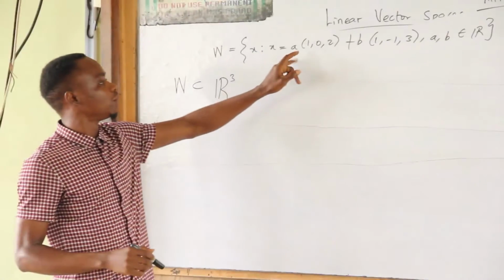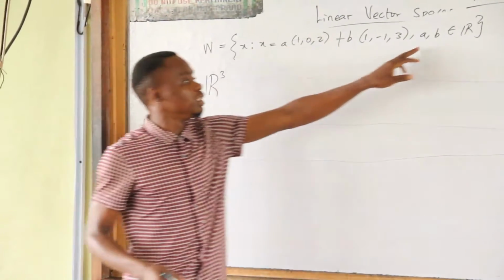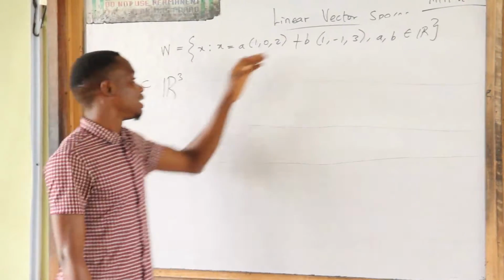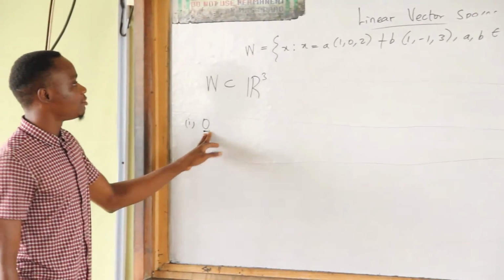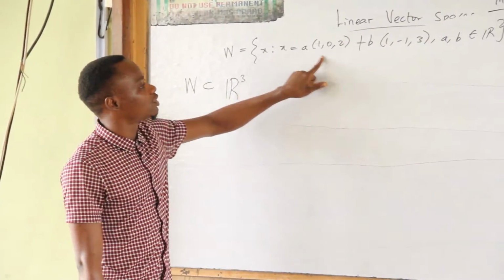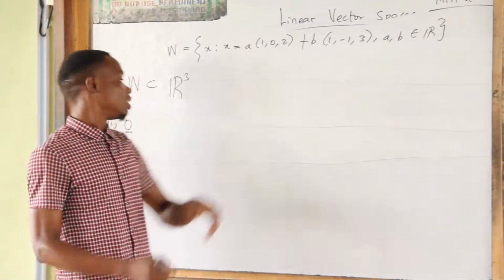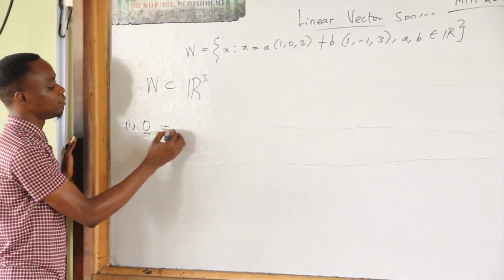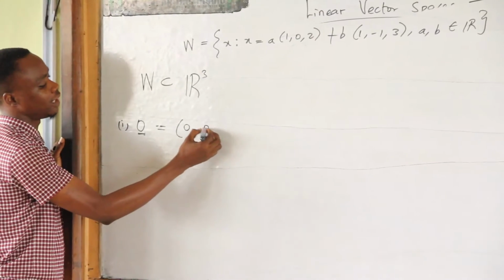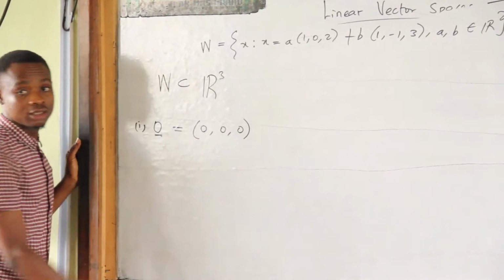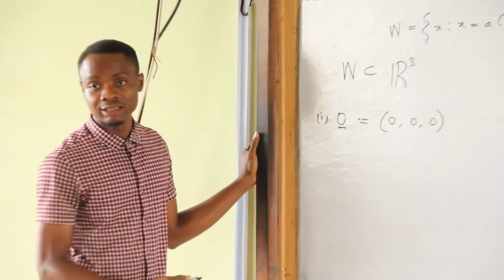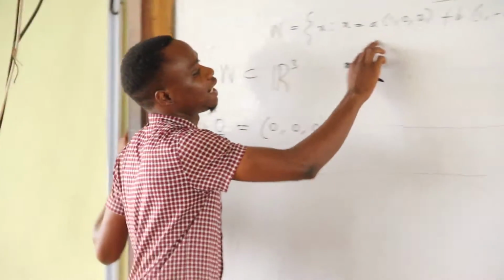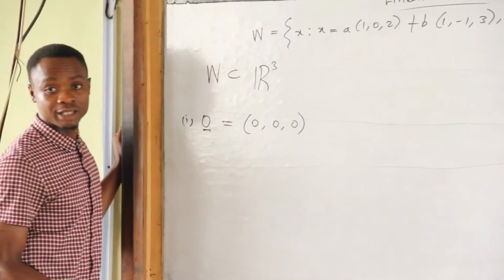We know that W will be equal to, of course, a times (1, 0, 2) plus b times (1, -1, 3), where a and b can be any real number. So I want to ask myself: can I have real numbers such that at the end of the day I get the zero element in R3? I know the zero element in R3 is going to be (0, 0, 0). Does that make sense to you? And definitely I can get this from W.